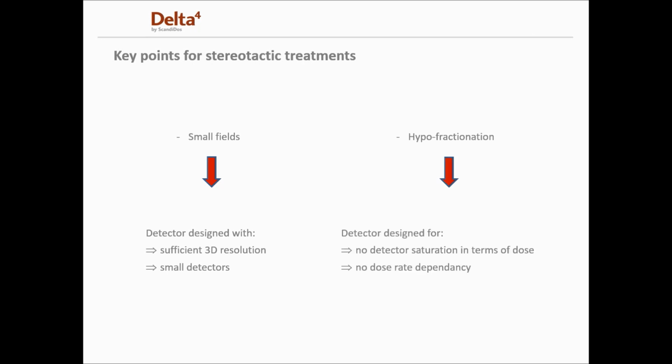Let's start with the key points for stereotactic treatments. We used to talk about stereotactic treatments when we use small fields or when we use hypofractionation. For the small fields, a good detector will be a detector with a sufficient 3D resolution. Moreover, we need to use extremely small detectors in order to measure high dose gradient. Regarding hypofractionation, a good detector will be a detector that has no saturation in terms of dose and no dose rate dependency. We are now going to see how Delta4 may comply with these requirements.